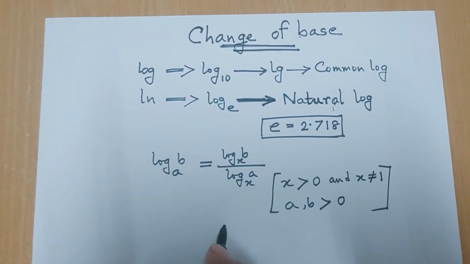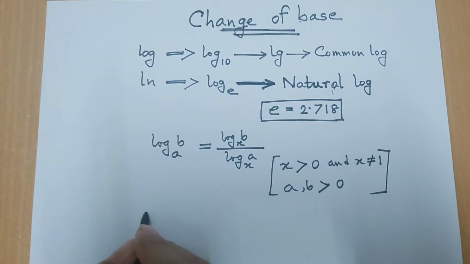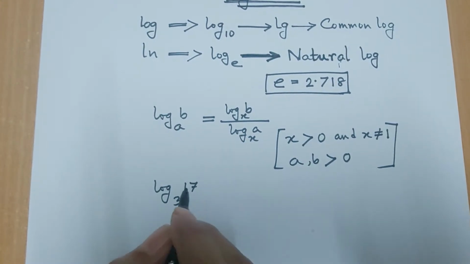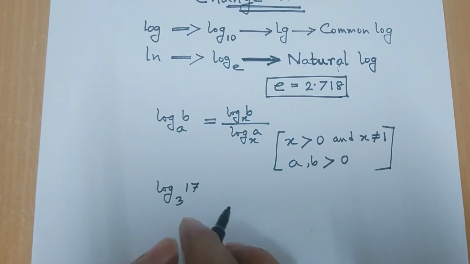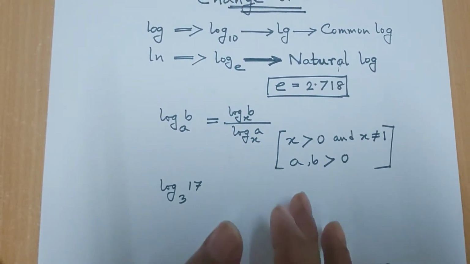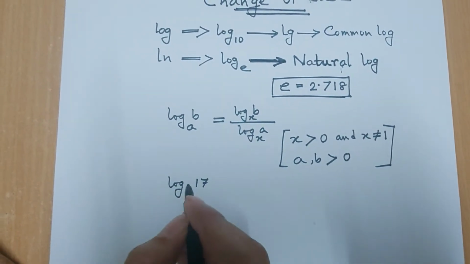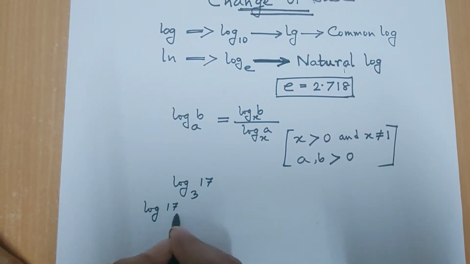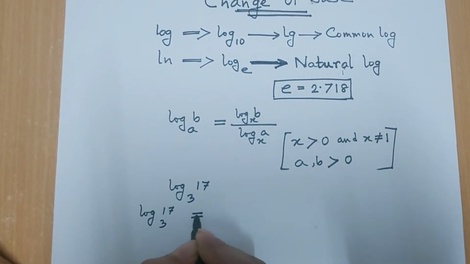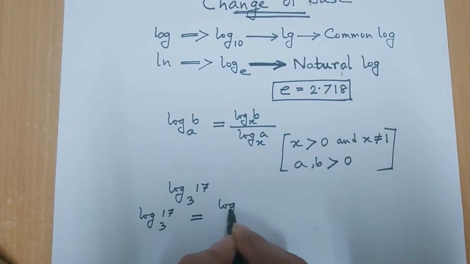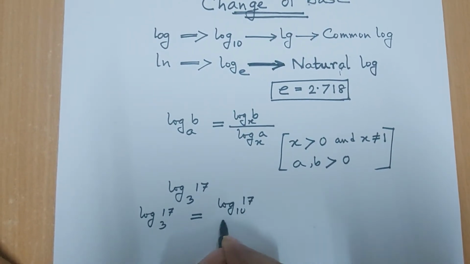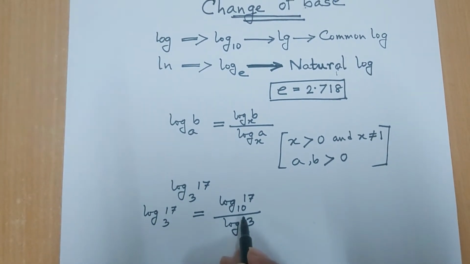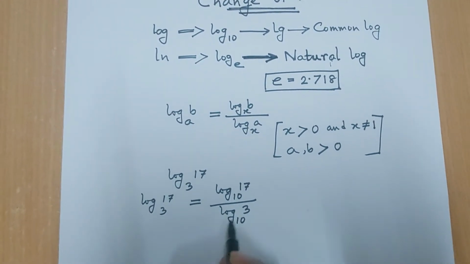Let's solve an example. Here I am taking log 17 base 3. How can you calculate the value by using this formula? I can write it as log 17 base 10 over log 3 base 10. I am taking base 10 first, and then I will take base e.